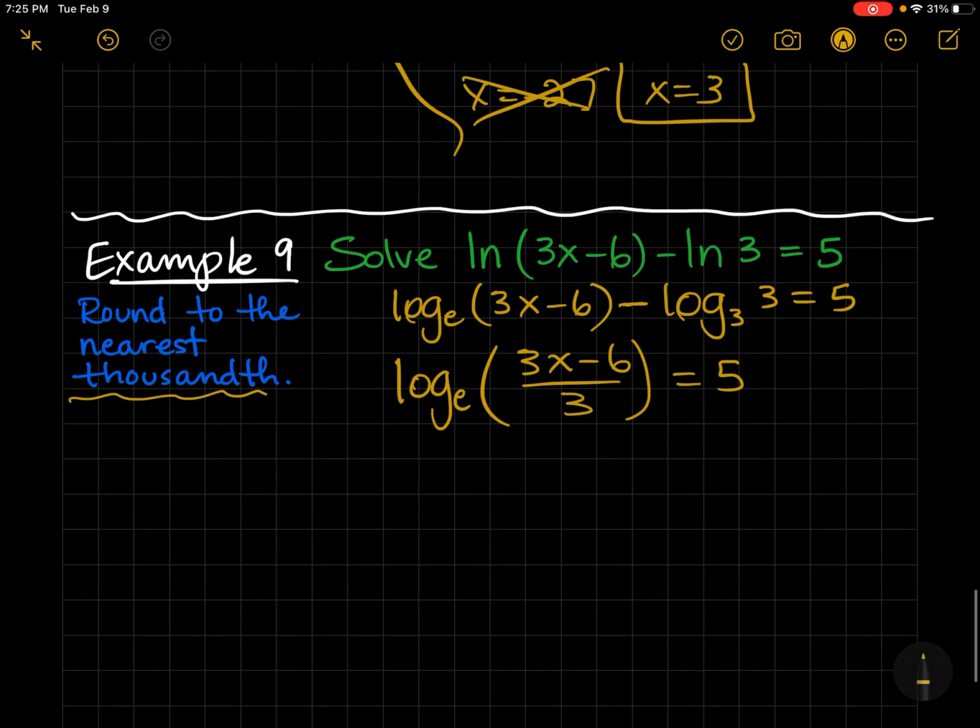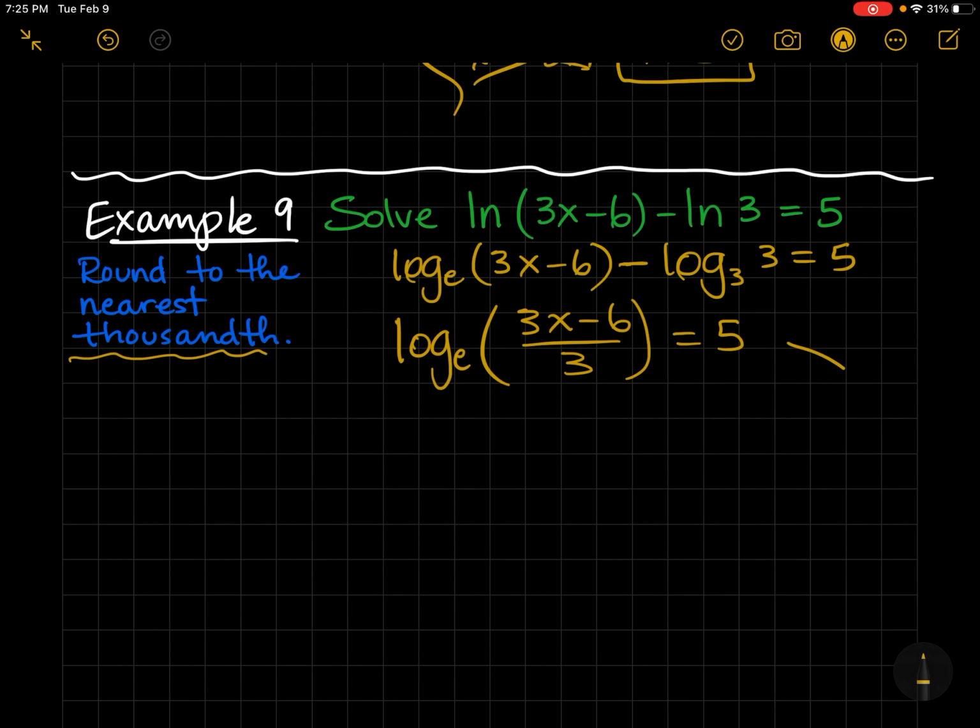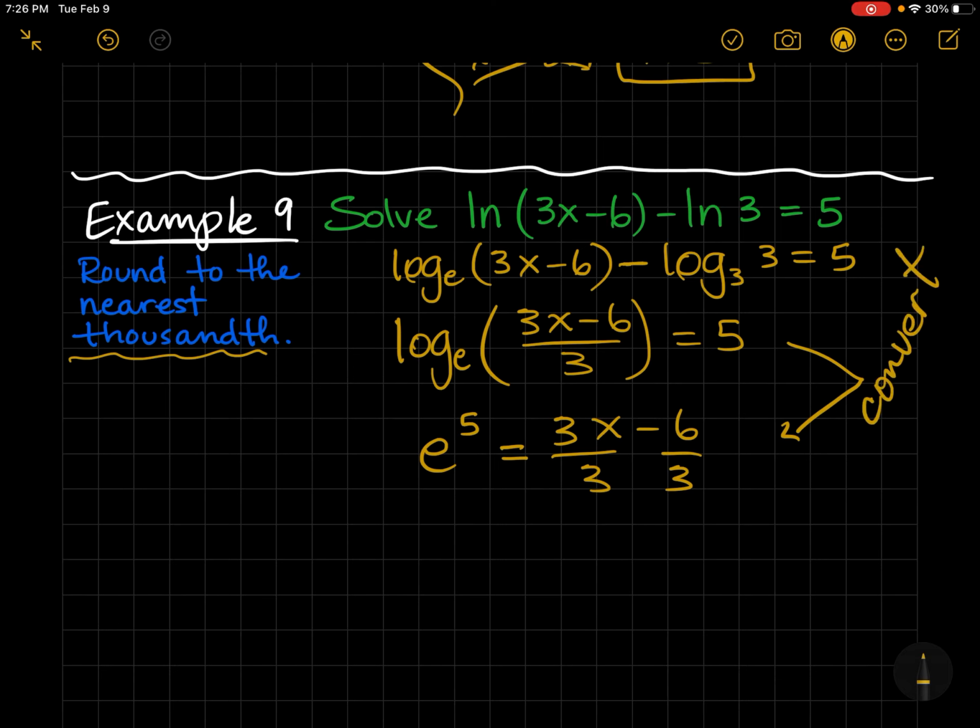And now I'm going to convert. So I have base exponent equals. As a matter of fact, I can simplify that. Again, we must convert. Okay, so that's e to the 5th power. And you should be able to locate that on your calculator with no problem. So this is x minus 2.